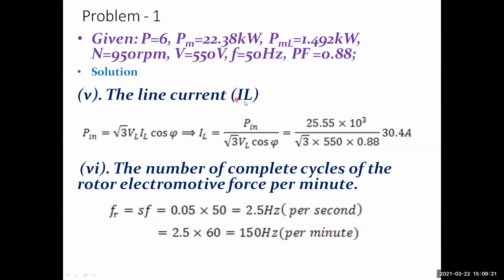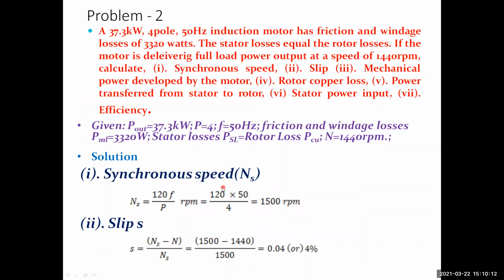And then line current. Power input is equal to root 3 VL IL cos phi, so IL is equal to power input by root 3 VL cos phi. Substituting here, VL is known, 550 volts, and cos phi is 0.88, with the input 25,355 watts. By substituting this, we will get the line current. And the number of complete cycles of the rotor electromotive force per minute: you know the relation, rotor frequency is equal to slip times stator frequency. FR is equal to S f, 0.05 into 50, that is equal to 2.5 Hz, that is per second. So 2.5 into 60, that is 150 cycles per minute. So this is problem one.